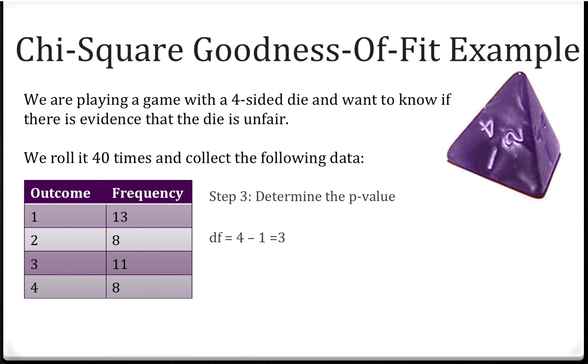Step 3, we're going to determine the p-value. In order to do this, we're going to go to Minitab Express to construct a chi-square distribution. The degrees of freedom are equal to k minus 1, where k is the number of possible outcomes. Here we have 4 possible outcomes, and 4 minus 1 gives us 3 degrees of freedom. Let's go to Minitab Express to construct a chi-square distribution with 3 degrees of freedom to find the area beyond a test statistic of 1.80.